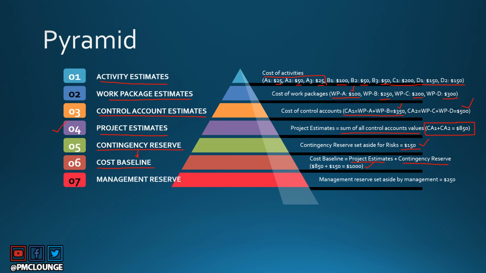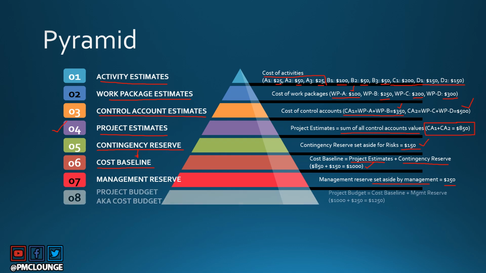Now comes management reserve, which is the money set aside by management. So you have $250, which is set aside by management for your project, which ultimately creates the project budget or the cost budget. So management reserve is part of your project budget. It is nothing but the addition of your cost baseline and the management reserve, which means $1,250 here. So $1,000 was your cost baseline and $250 was the management reserve. So the total project budget was $1,250. So this pyramid is very, very important. You can take a screenshot if you want, but this is definitely going to clarify where contingency reserve and management reserve come into the picture when you're talking about the cost of your project.